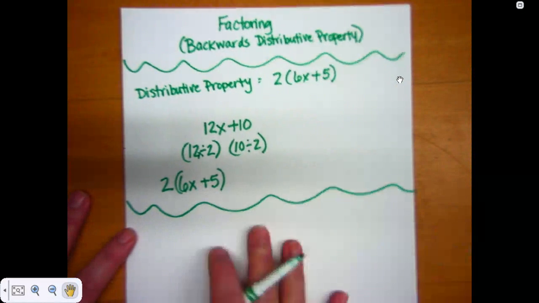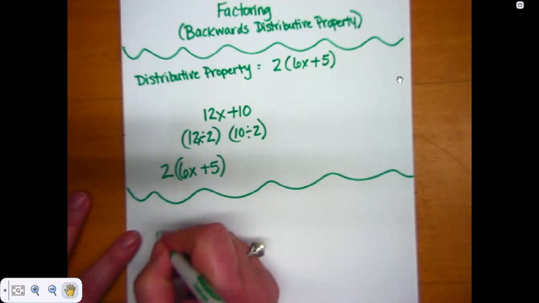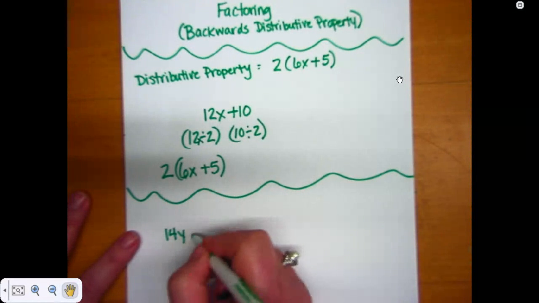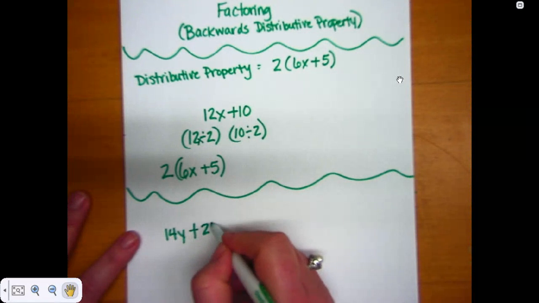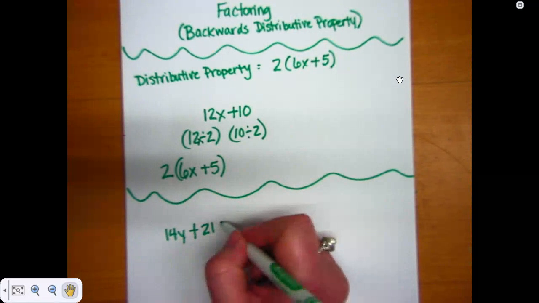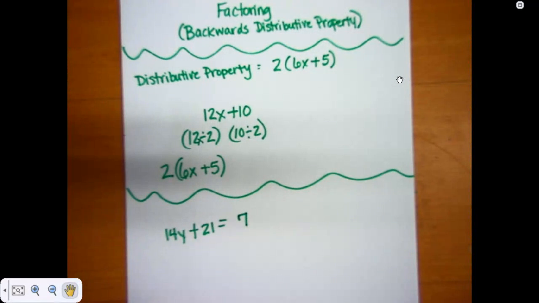Okay, so if I gave you, let's say, 14y plus 21. And I said, factor this expression and give me an equivalent expression. Then you would turn it back into something that looks like something we could distribute. So I see 14 and 21, and I know that 7 is a factor of both of those. So I know that I could factor out a 7.